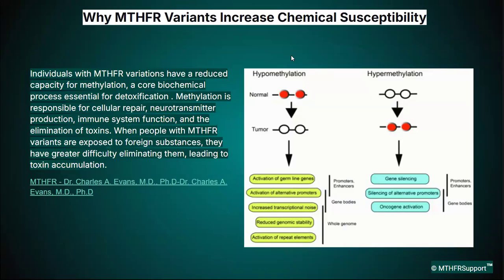Why MTHFR variants increase chemical susceptibility. Individuals with MTHFR variations have a reduced capacity for methylation, a core biochemical process essential for detoxification. Methylation is responsible for cellular repair, neurotransmitter production, immune system function, and the elimination of toxins. When people with MTHFR variants are exposed to foreign substances, they have greater difficulty eliminating them, leading to toxin accumulation.